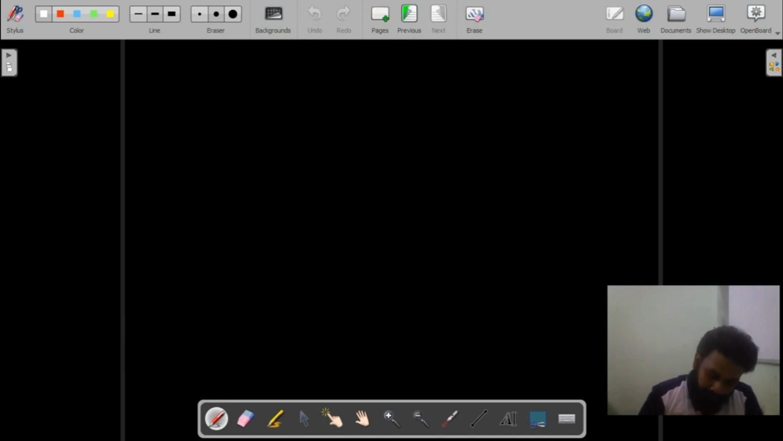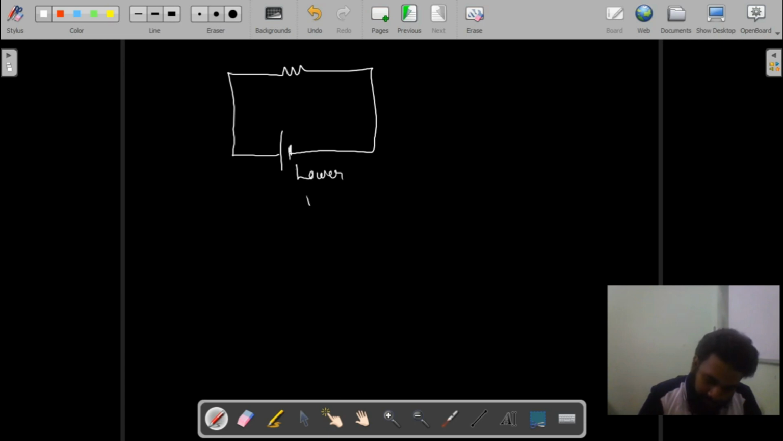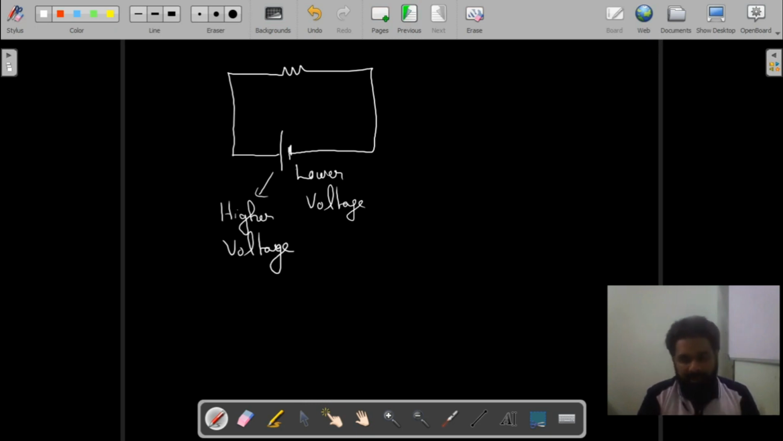Suppose we see, this is a terminal and this is negative, lower voltage. Here this point is at a lower voltage or lower potential, and this is at a higher voltage, or higher potential. One side is at a lower voltage and the other side is at a higher voltage. So generally, electrons will move from lower voltage to higher voltage. So this potential difference will be created by this cell.